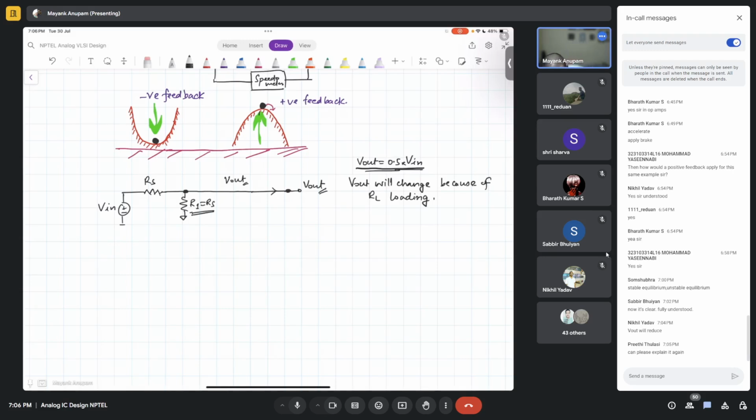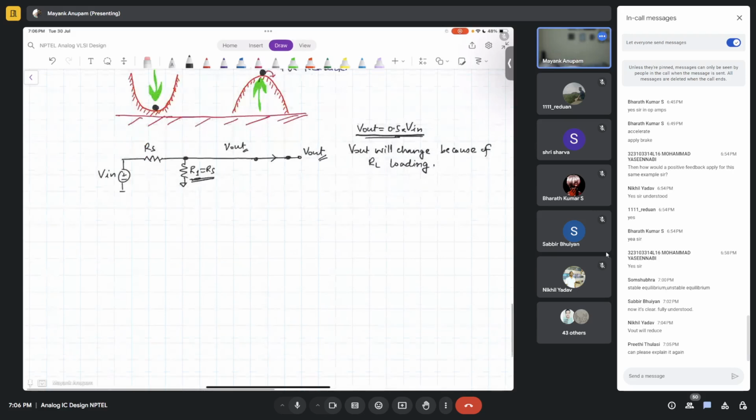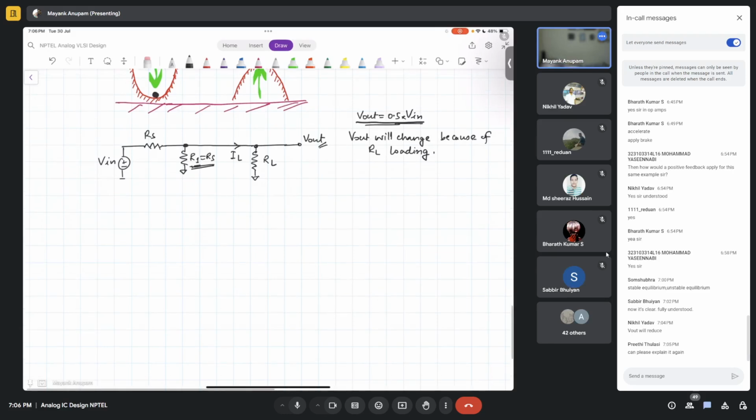If this R1 here is simply equal to Rs, then V out will be 0.5 times V in, isn't it? There is no problem there. Now let's say you put a resistor here or load here, RL. Now what will happen? This RL will start taking some current IL, correct? Because of that, the voltage V out here will go down, isn't it?